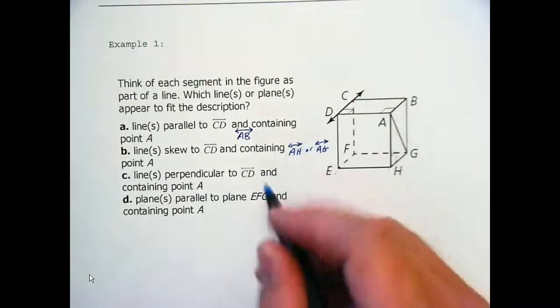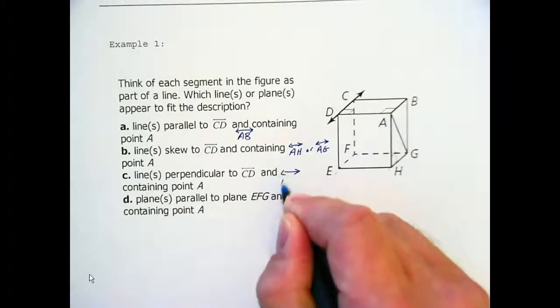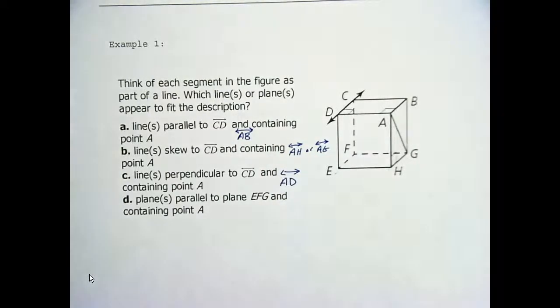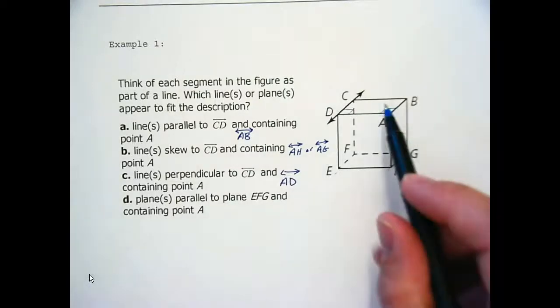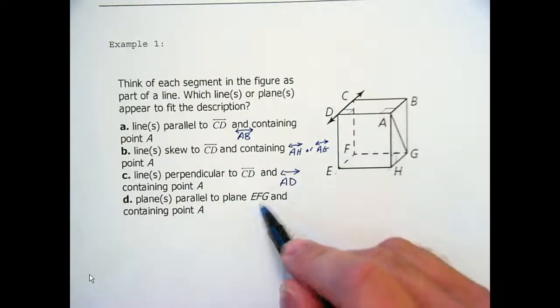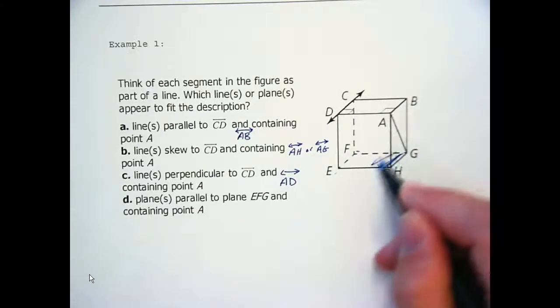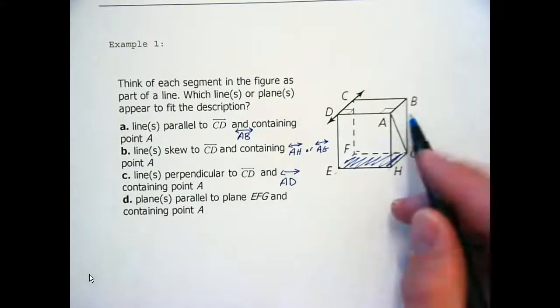Looks like AD. And planes parallel to E. Remember, you need 3 points to define a plane. E, F, G, so we're talking about the bottom. And containing point A.